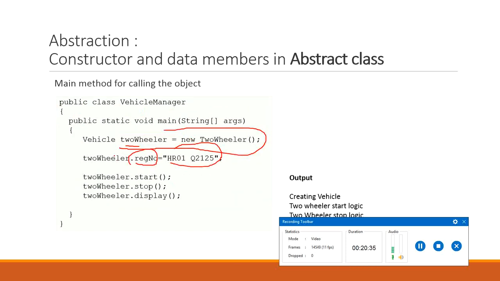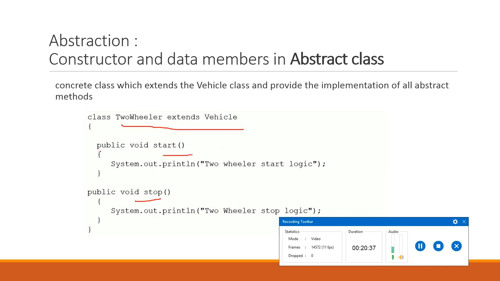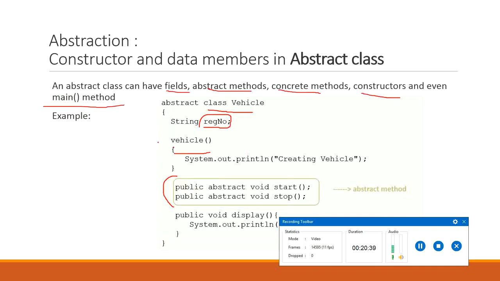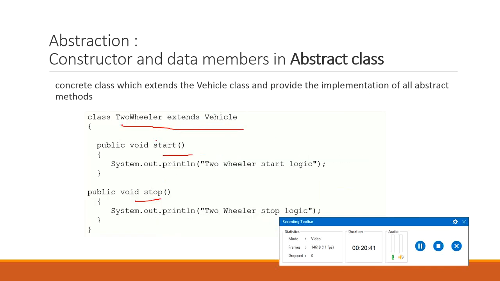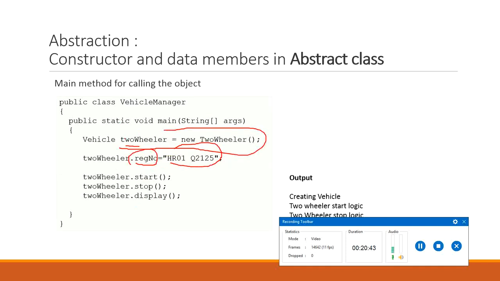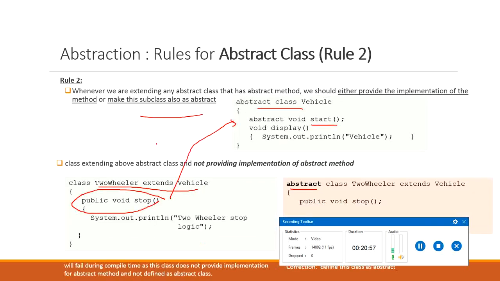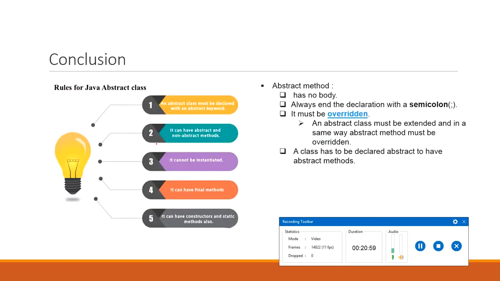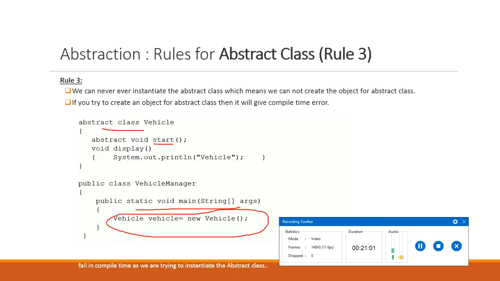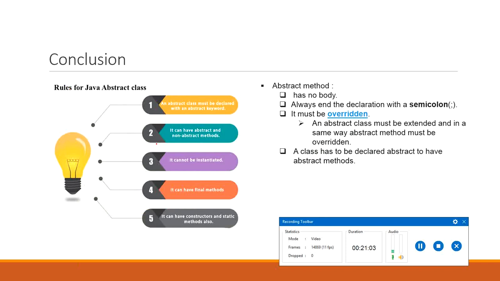If I go back over here, there my vehicle was an abstract class and two-wheeler was the child class, and I have created the reference variable, but I have not instantiated it. The child class is upcasted as a parent class. So upcasting can be done, but I cannot create an object of the abstract class.